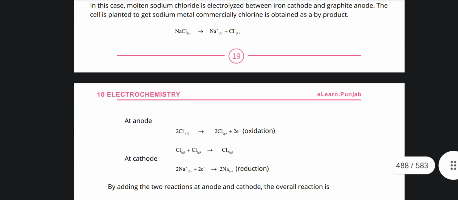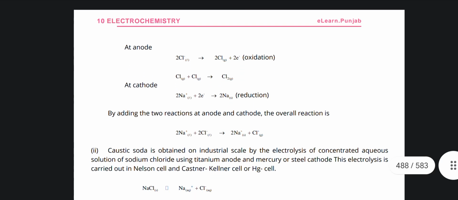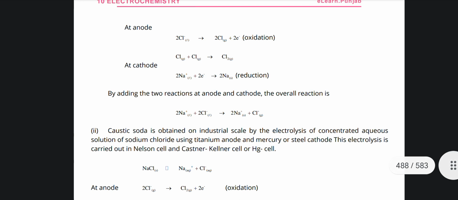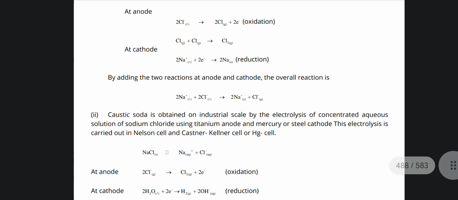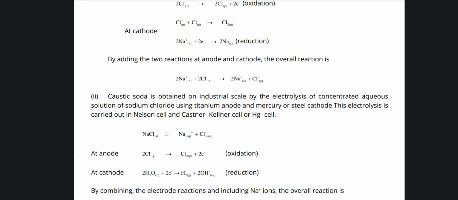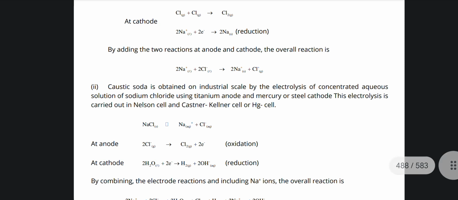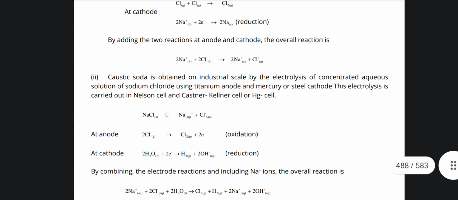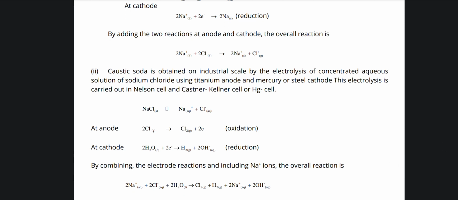NaCl gives us Na+ and Cl-. At anode, 2Cl- gives us 2Cl plus 2 electrons, which is oxidation. Cl plus Cl gives us Cl2. At cathode, 2Na+ plus 2 electrons gives us 2Na, which is reduction. And by adding the two reactions at anode and cathode, the overall reaction is 2Na+ plus 2Cl- gives us 2Na plus Cl2.